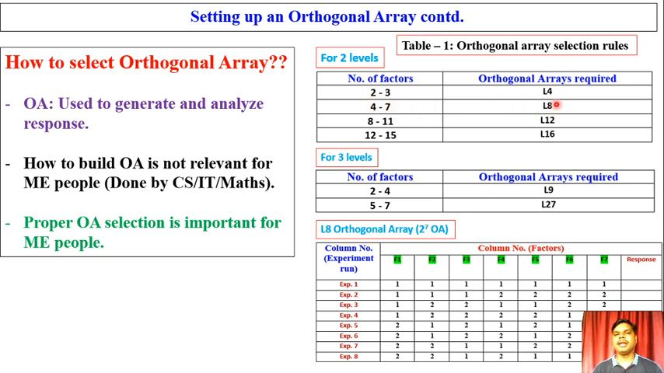This L8 orthogonal array is suitable for factors between 4 to 7 with two levels. So our case is matching with this particular condition. We'll be using this L8 orthogonal array, and this is the orthogonal array. This is fixed. If somebody wants to draw it, that is fixed, as proposed by Dr. Taguchi. We can refer to any textbook, reference book or standard table. We can check the L8 orthogonal array, and it will be similar to this table.